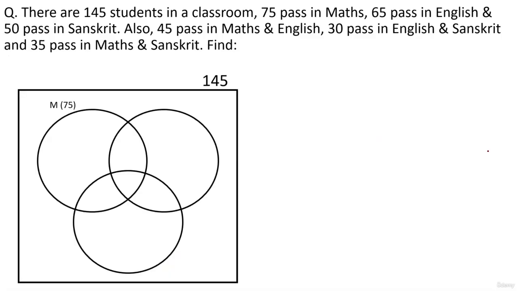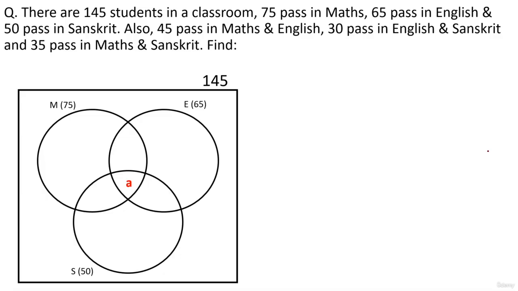145 students we have. Maths में 75 people are passing, English में 65 are passing, and Sanskrit में 50 are passing. Okay, 45 people pass in maths and English, right? तो 45 कहाँ पे आएगा? यहाँ पे आएगा? नहीं, बिल्कुल नहीं आएगा. We have seen this, right? इसमें हम लोग क्या करेंगे? पहले तीनों में जो कॉमन है वो subtract करेंगे, right? So assume that exactly a number of people are passing in all the three.